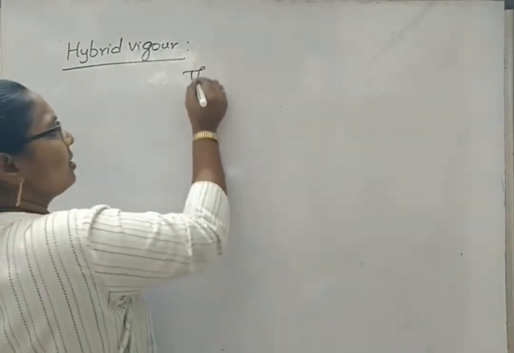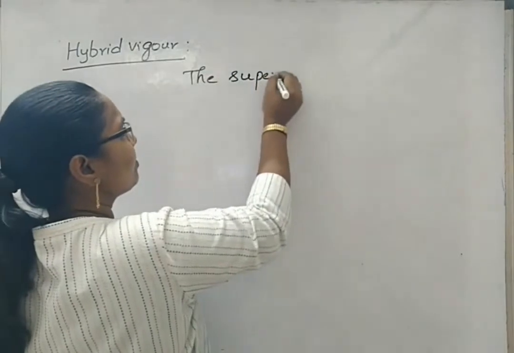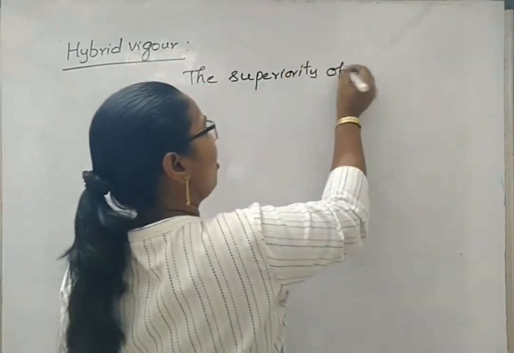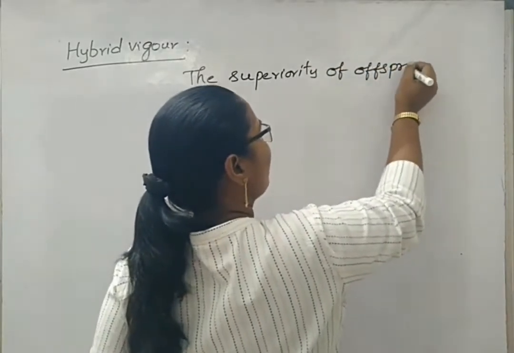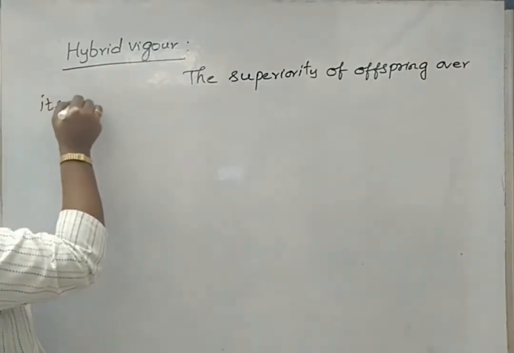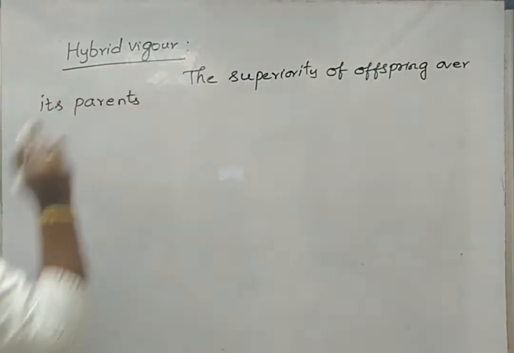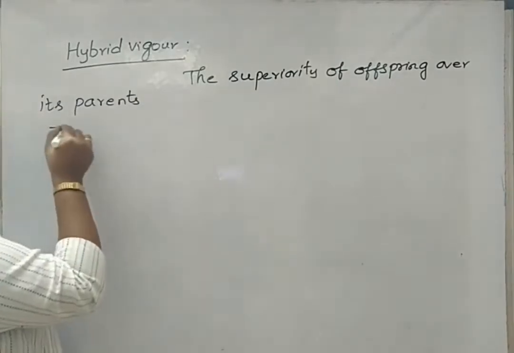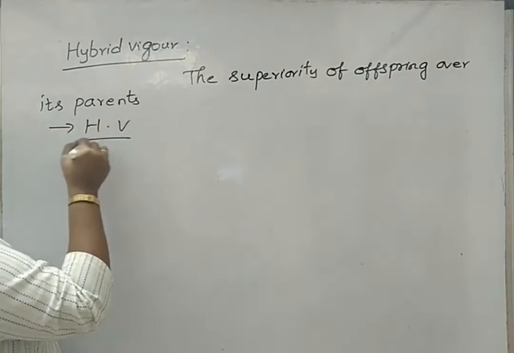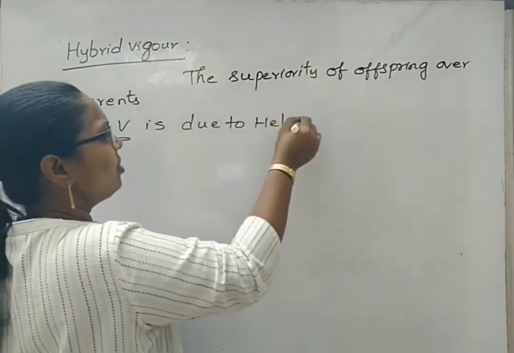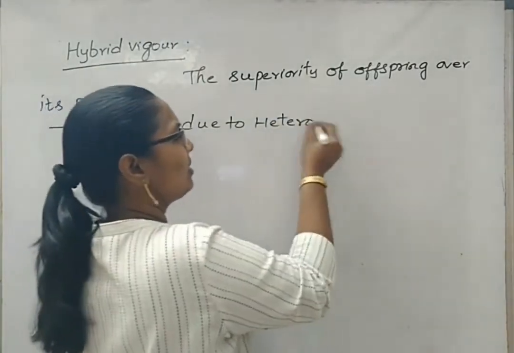Now, hybrid vigor, let's frame out some sentence. The superiority of offspring over its parents is called hybrid vigor. Now, hybrid vigor is due to heterozygosity of the alleles.